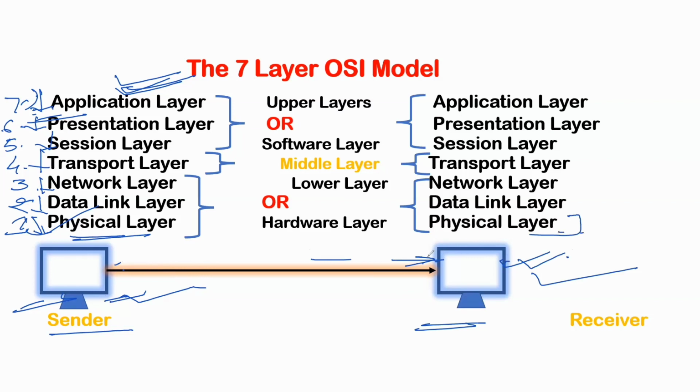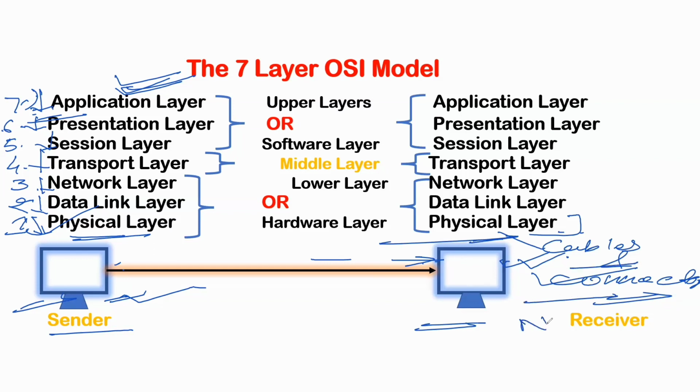All the cables and connectors are available in this physical layer. So it receives the data by the cable, by the connector, or by the NIC. It can also be a wireless NIC, meaning a Wi-Fi NIC. So it receives the data on this physical layer. Then it is sent to the data link layer, then the network layer, then the transport layer, then the session layer, then the presentation layer, then the application layer.